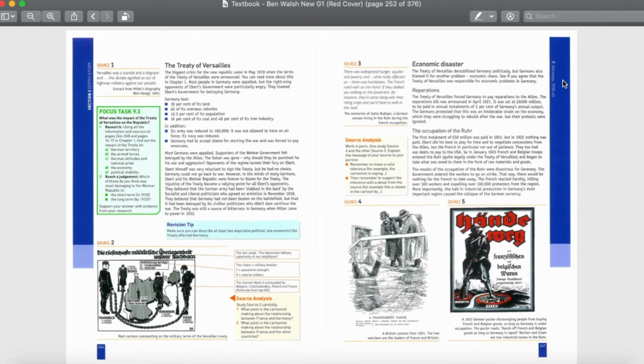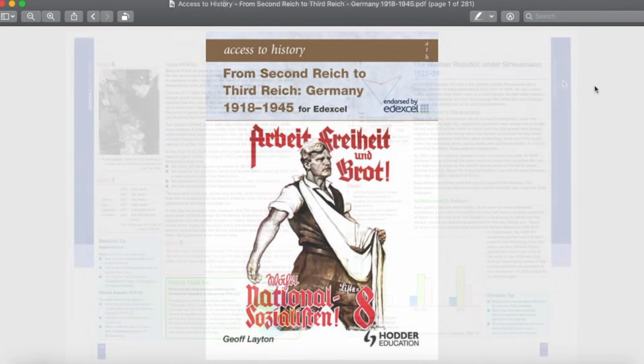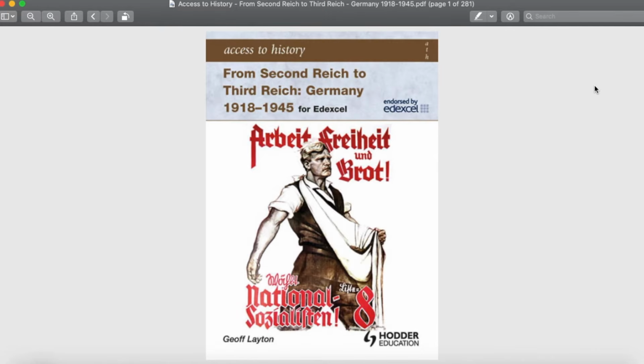So I really love Access to History. I'm a huge fan of this series of books. I think they're excellent. They are aimed at A-level students, so the audience is supposed to be older, but I really think if you give these to the kids at year 11, they will respond. And I've done this for years and years, and I've had a lot of success with giving Access to History to IGCSE students, even though it's meant for the A-level students.